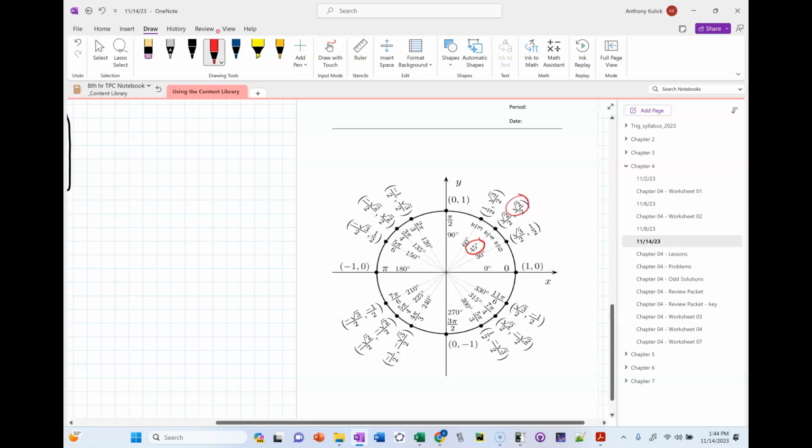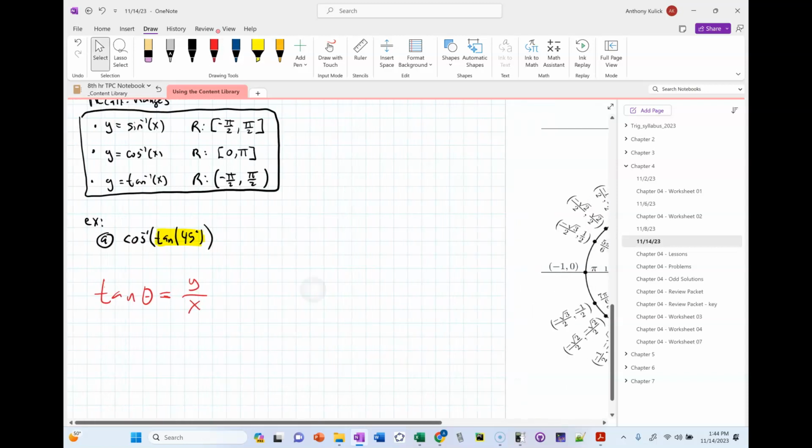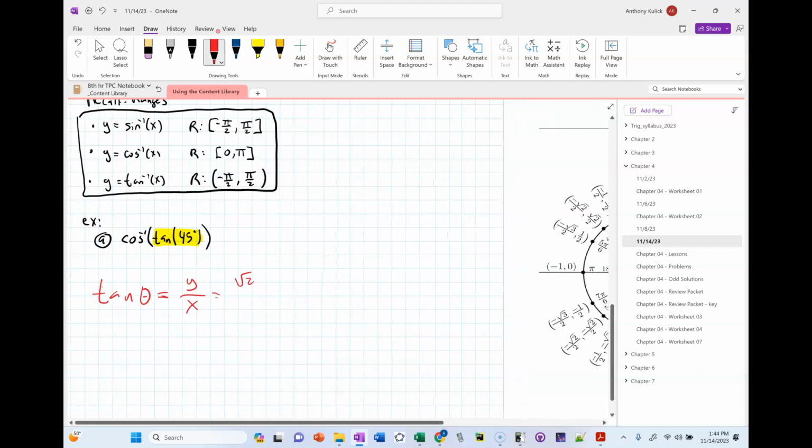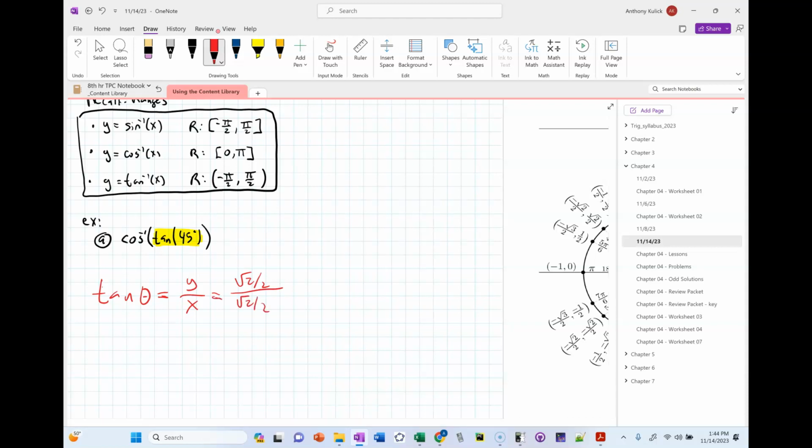So the y is root 2 over 2. The x is root 2 over 2. So what do I get when I divide those two numbers? It's taking entirely too long. What? 1! Loud and proud, right? Root 2 over 2 divided by root 2 over 2 should be 1 because they are just the same number, right?